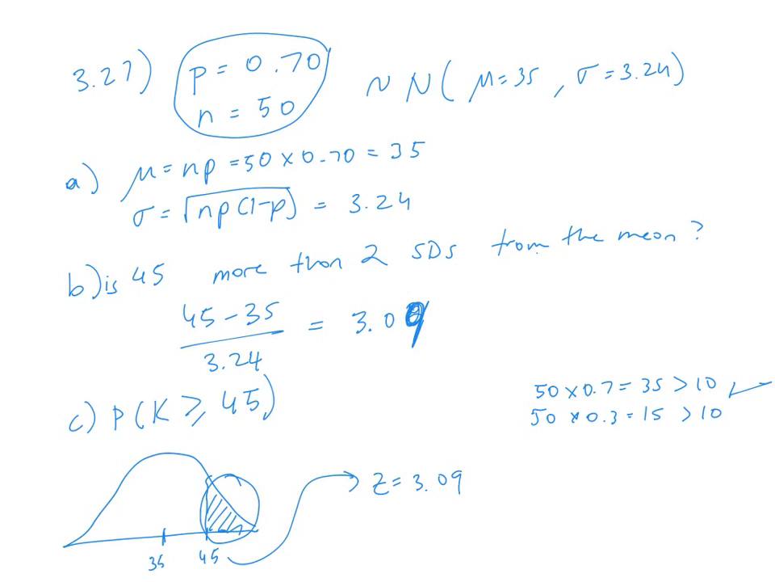Small or large, what do we think that area is going to be without looking at the table? It's going to be small. And so how does that compare to your answer in part B where we said, yeah, this would be surprising? They agree, right? Small probability, surprising event.